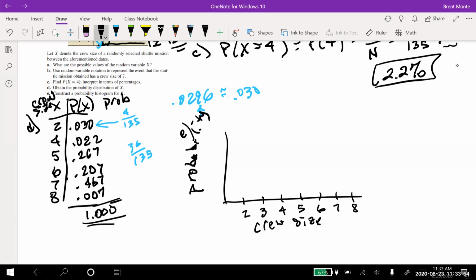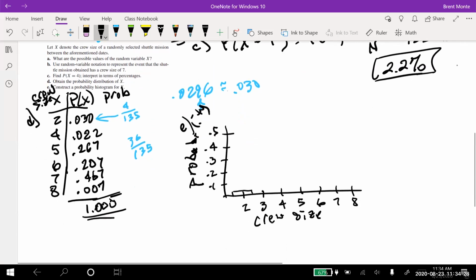So let's go up. The biggest we have is 0.467. So I'm going to go up 0.1, 0.2, 0.3, 0.4, 0.5. Okay, so let's go up 0.03. That means we're only 3/10 of the way up to the 0.1. So not very high. The next one, 0.022. So that's even smaller than the first one. And was that right? Yeah, because we had 3 instead of 4. So it's a little bit lower, but it's way over here.